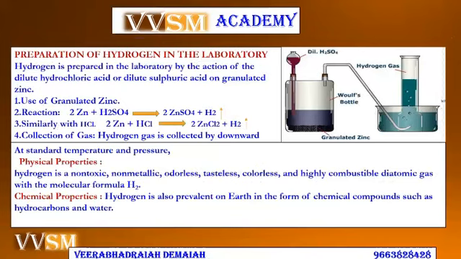Preparation of hydrogen in the laboratory. My dear students, let us discuss how hydrogen is prepared in the laboratory, and its properties, uses, etc. Hydrogen is prepared in the laboratory by the action of dilute hydrochloric acid or dilute sulfuric acid on granulated zinc, which is taken in a Woulfe's bottle. And the dilute sulfuric acid is put in a thistle funnel.